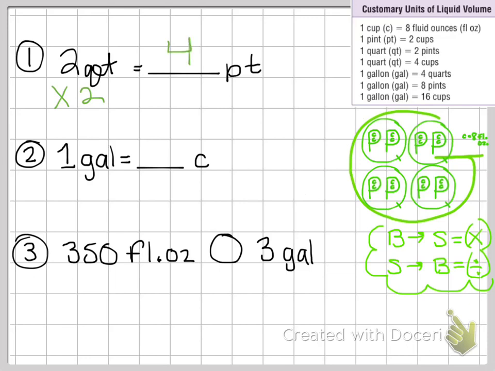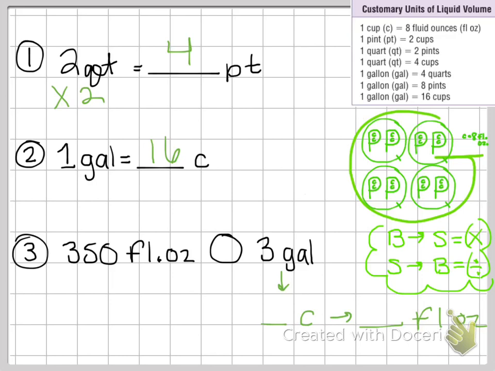For number 2, 1 gallon, we need to convert that into cups. You can either count the cups in our gallon bot or simply look at our table here that has that math done for us. 1 gallon is equivalent to 16 cups. Question number 3, we need to compare 350 fluid ounces to 3 gallons. We don't have this simply laid out for us on the chart here. We have to do a couple steps to be able to compare these two. So I need to convert 3 gallons into cups and then convert that into fluid ounces.